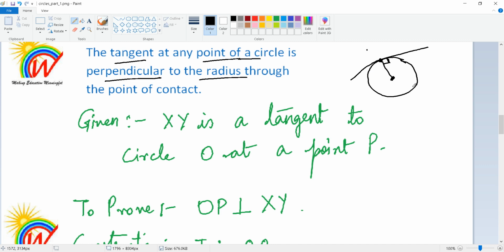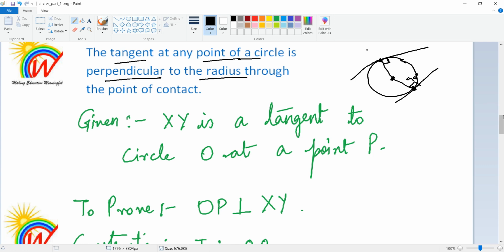Understood? So if I draw another tangent over here, and then draw the radius joining this particular point, then this tangent and the radius will be perpendicular to each other. Understood? So this is what we are going to prove now.